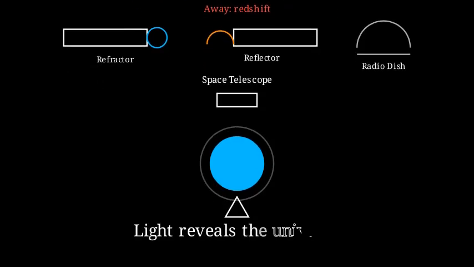Light is the universe's messenger. By studying light, we learn composition, temperature, motion, and physical conditions. Telescopes, especially in space, allow us to collect and analyze this light with extraordinary precision.